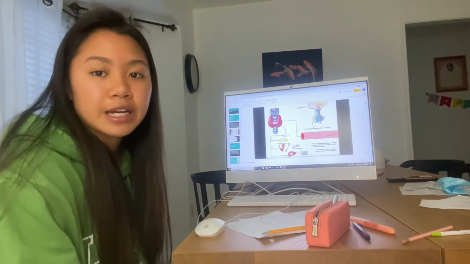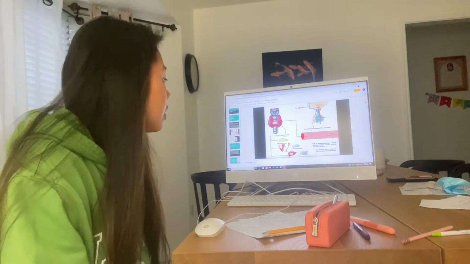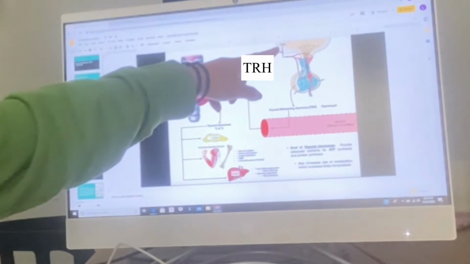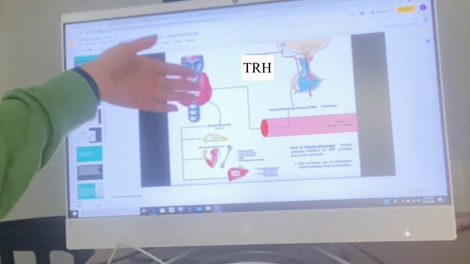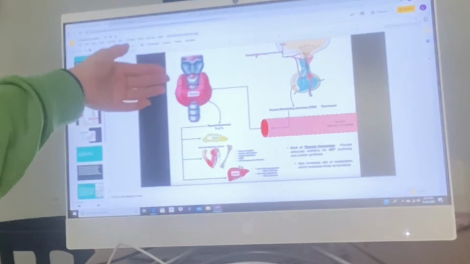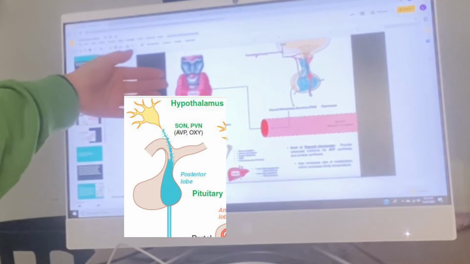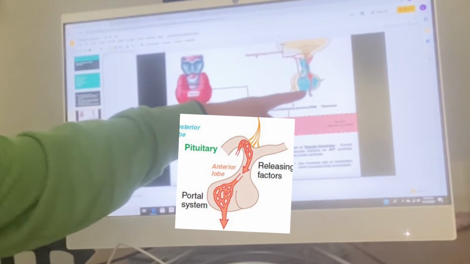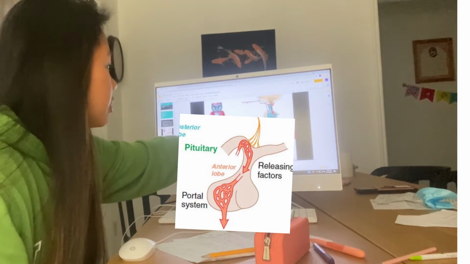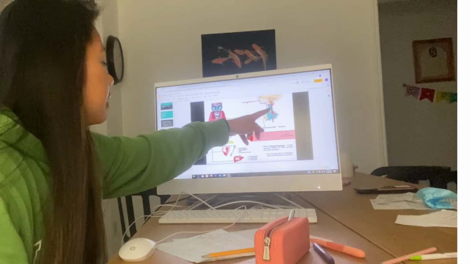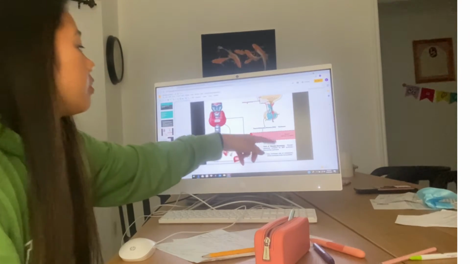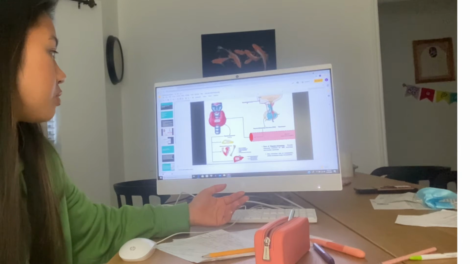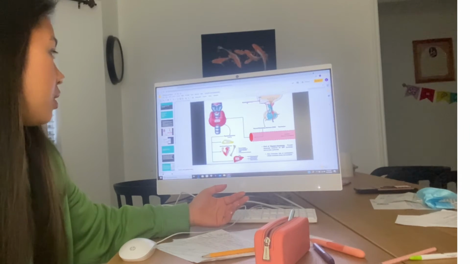So here is a diagram of how thyroid hormones work. So in the hypothalamic area, TRH, or thyroid releasing hormone, is released due to neurons synthesizing and releasing TRH, and this is transported in the anterior pituitary gland, which then stimulates thyroid stimulating hormone, TSH or thyrotropin, which increases blood and also nutrients into the bloodstream.